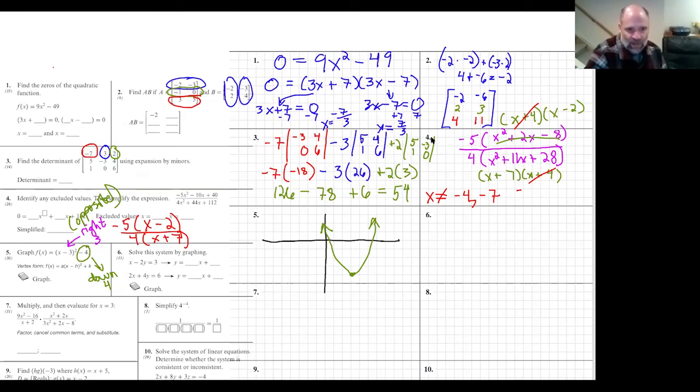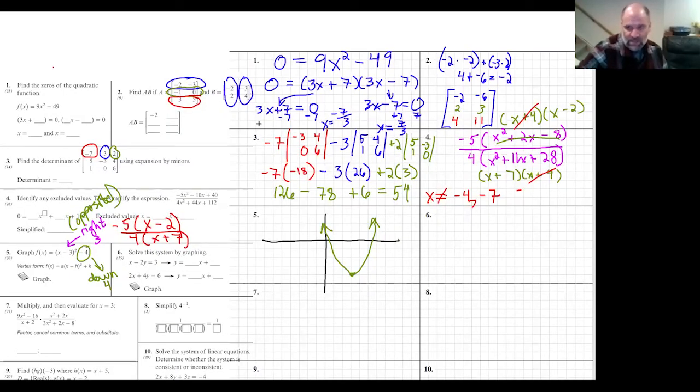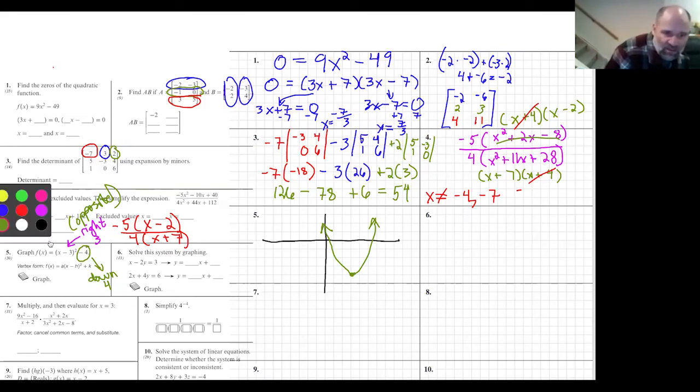Oh yeah, you're fine. You're fine. Okay. So unless there's questions, I'm moving on to number 6. Okay. Number 6, solve this system by graphing. All right. Well, we can graph it, and you can always check it by using substitution or elimination. But graphing means put it in slope-intercept form.